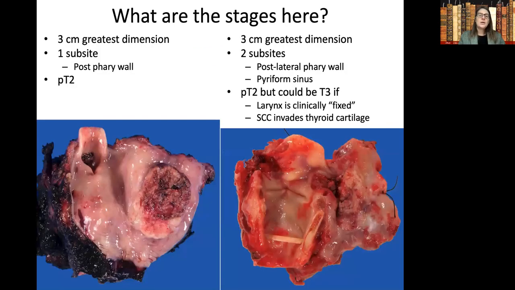Okay. So what are the stages in our two examples of our laryngopharyngectomies? So just based on size, they're both about 3 centimeters. The one on the left involves essentially one subsite, which is the posterior pharyngeal wall. So it remains a T2. The one on the right involves at least two subsites: the posterior pharyngeal wall, the lateral pharyngeal wall, the piriform sinus, right? This is certainly at least T2, but could be T3 if either the larynx is clinically fixed, so again, something to correlate with the clinical notes, or if the carcinoma now invades the thyroid cartilage, which will be documented by your sections, your photographs.